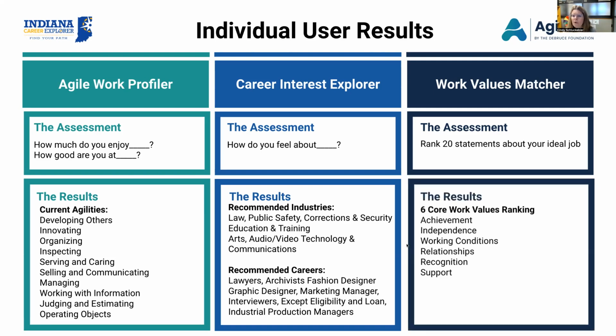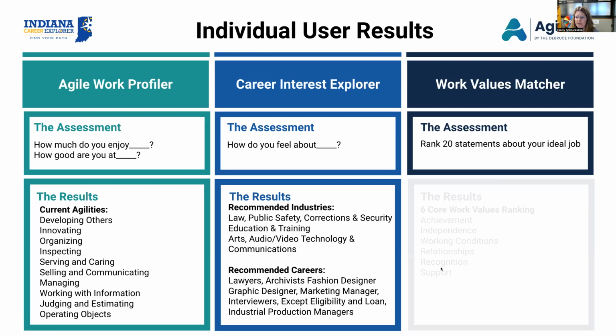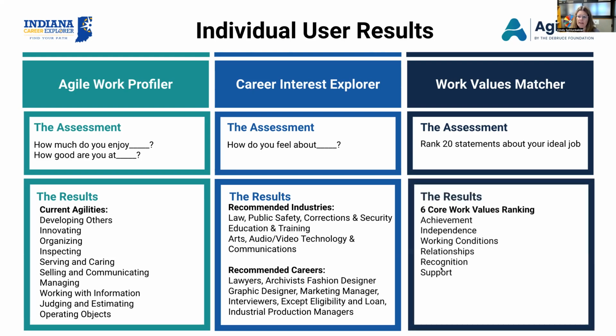Then the results for the 6 core work values, these are the 6 core values, okay? But this is my actual ranking. So I really value achievement, and I don't really need a whole lot of support or recognition. I do value independence a lot. So as you can see, it makes sense with my top agilities, like developing others and innovating. Do you see how those would really go with those industries?